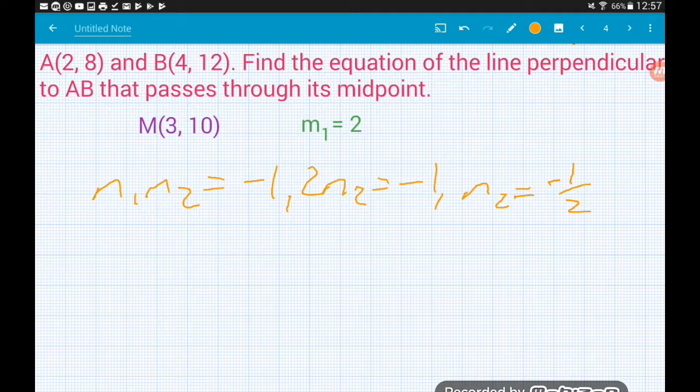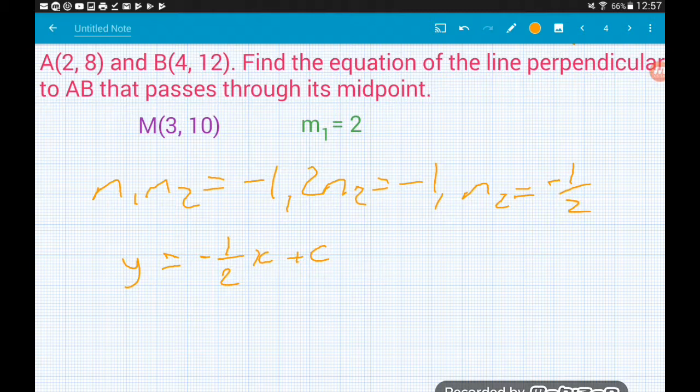So the gradient of our perpendicular line is -1/2. Now we can shove that into y = mx + c. Now we know that y = -1/2 x + c is the start of our perpendicular line. Now we need to work out the value of c, the y-intercept. We do that by substituting in the values of the coordinates we know the line passes through.